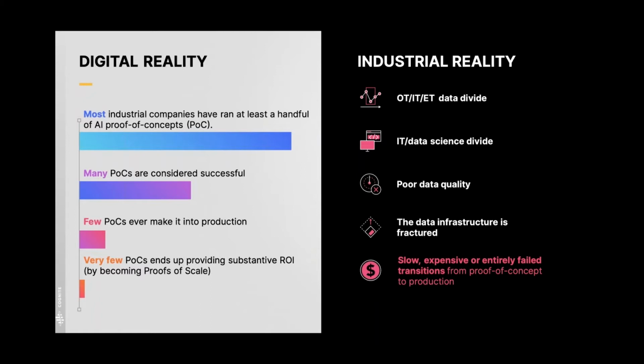Poor data quality is a colossal issue across industry, and ascertaining and assessing data quality is an art in itself. And also data quality, as it turns out, when you scrutinize it a bit more, is actually relatively subjective to the use cases that you're looking to implement. And of course, data infrastructure is highly fractured, and all of this results in slow, expensive, and at times entirely failing transitions from POC to production, although the POC itself is considered successful and thereby could, in theory at least, be moved and should be moved into production.